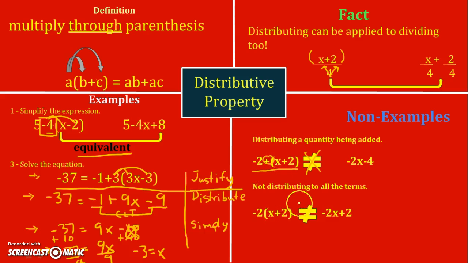The second common mistake or non-example we see students make is when they distribute only to one term in the parentheses. So you can see here, if we were to distribute correctly, we'd have to take negative 2 and multiply to x and to 2. But in this example, all they did was they took negative 2 and they multiplied it to x, and they forgot to multiply it to that second term. So that's also a non-example. Make sure you get all of this down. If you have to pause the video, that's fine, and then unpause it to go over the rest of the examples.